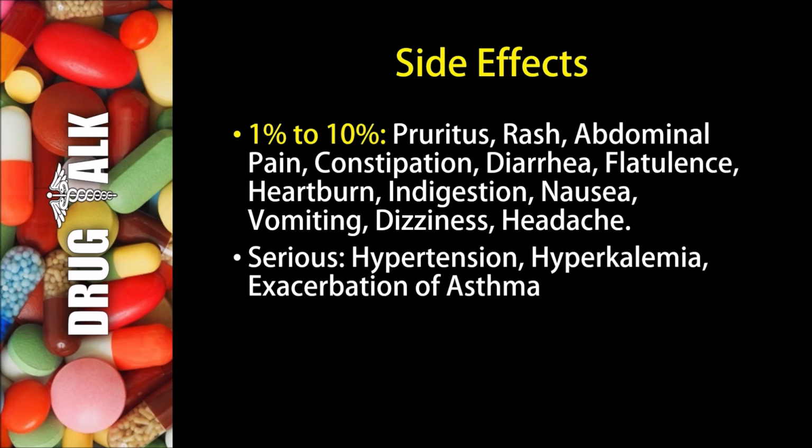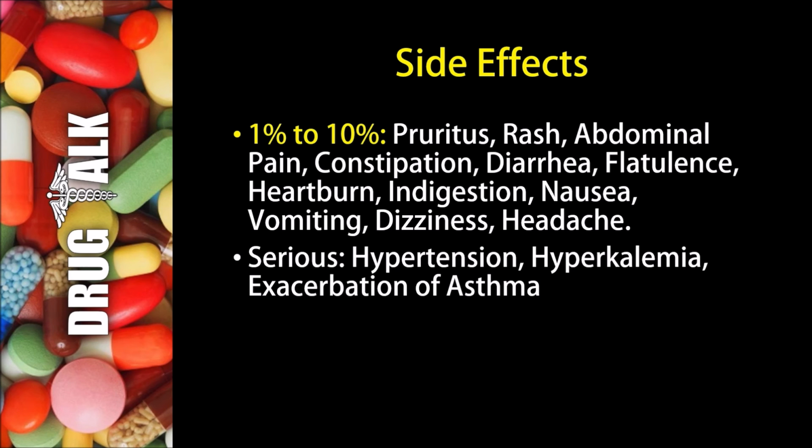Now, as with all medications, there are some side effects or adverse reactions that patients may experience while using Ponstan, so I'll go over some of those here now. All these side effects here fall in a range between 1% and 10% of patients that would experience them. So pruritus or itchiness of the skin, rash, abdominal pain, some patients may experience constipation or diarrhea, even flatulence. Other patients may experience heartburn or indigestion. Nausea and vomiting may occur in some patients, as well as dizziness or a headache.